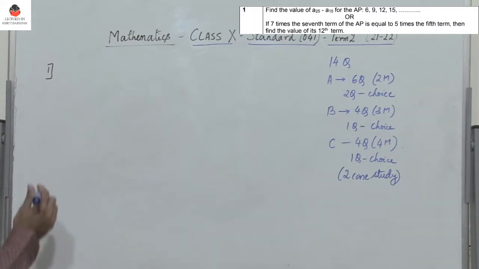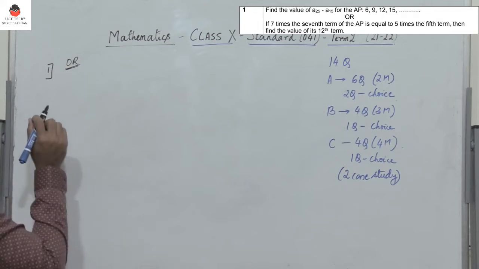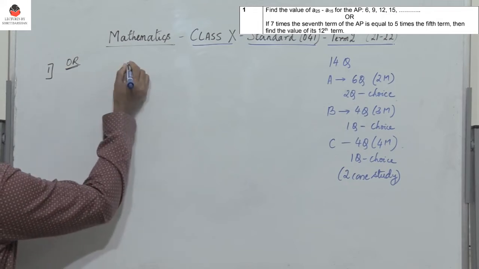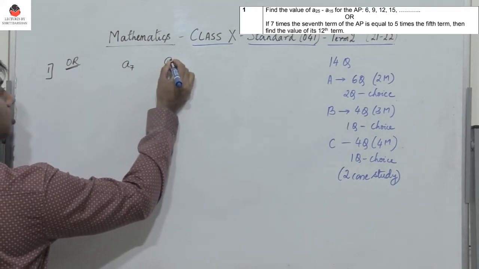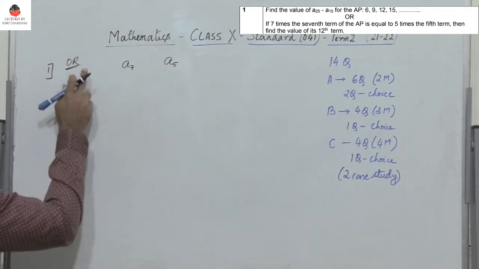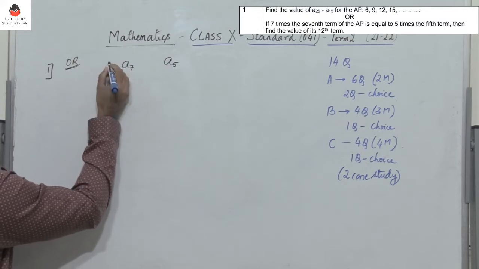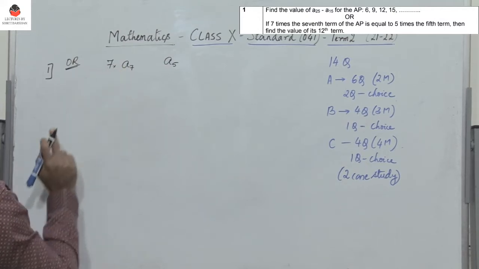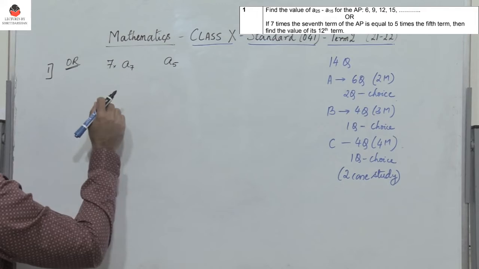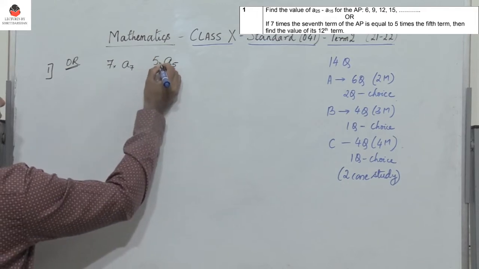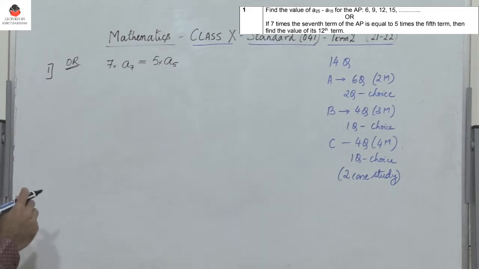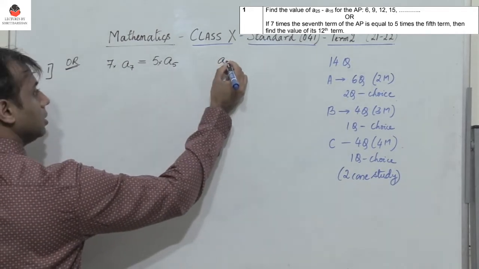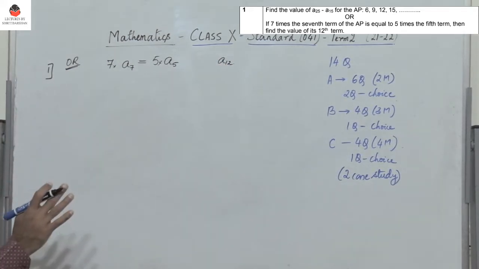Or, there is an internal choice for question 1. The question states that if 7 times the 7th term of an AP, let the 7th term of an AP be A7, and the 5th term of an AP be A5. Now given 7 times the 7th term, meaning I multiply 7 with A7, and 5 times the 5th term is 5 into A5, and what has been given, they both are equal, right? Then we have to find A12.